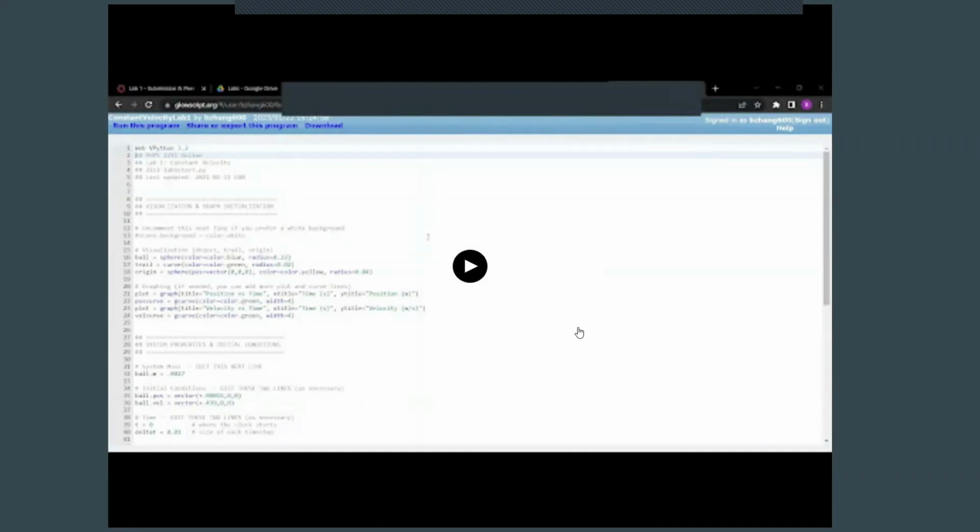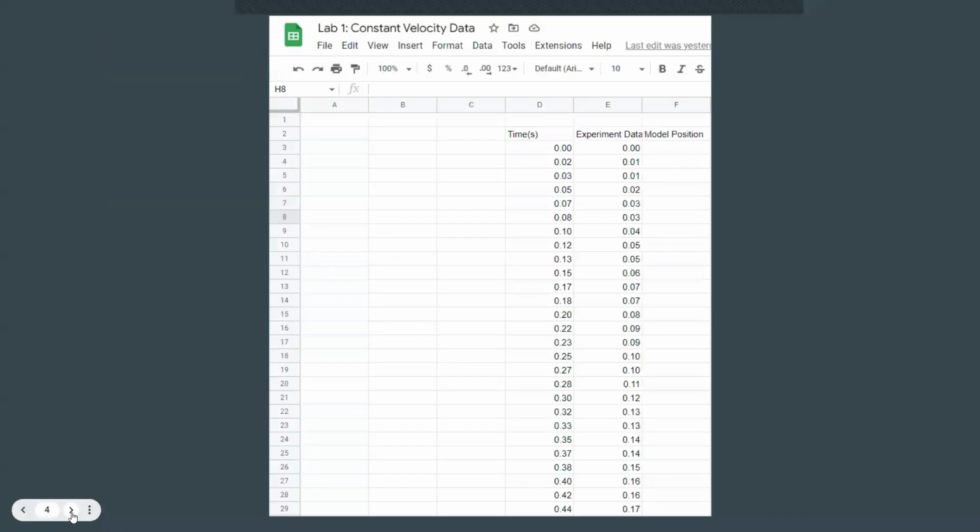Finally, the observed position and predicted motion were plotted via Google Sheets and compared, as shown here, in the next slide, and here.